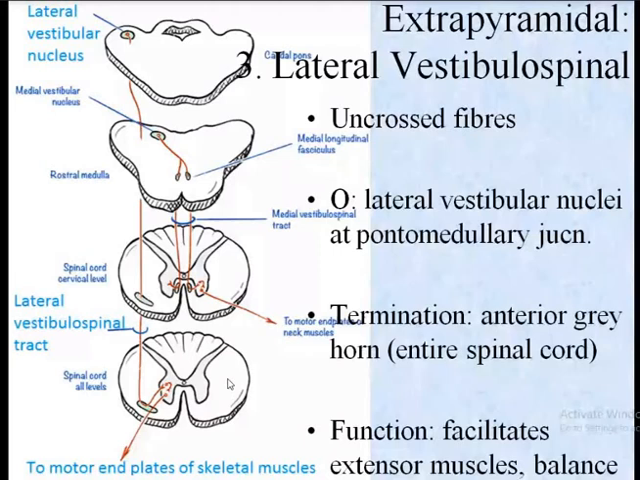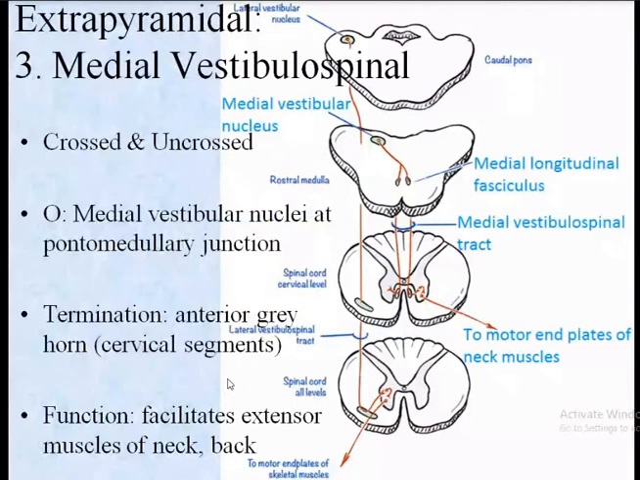The next is, as the lateral vestibulospinal tract is there, the medial vestibulospinal tract is also there. The medial vestibulospinal tract originates from the medial vestibular nuclei, which are again present at the pontomedullary junction, or at the caudal end of the pons. The lateral vestibular nuclei are shown here, and the medial vestibular nuclei are shown in this part of the pontomedullary junction. So the medial vestibular nuclei are the origin site of this medial vestibulospinal tract.